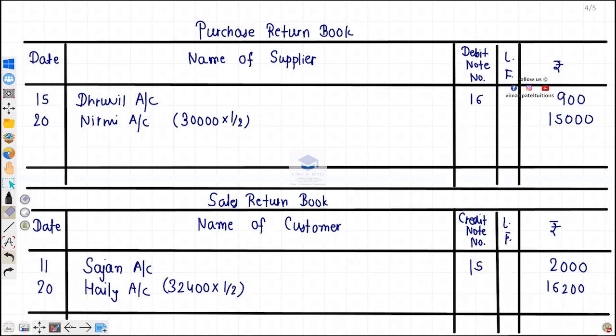31. આપણે એને કેટલાના goods સેલ કર્યા હતા 10,800, half of which is returning back. So we have entered all the transactions. હવે total કરવાનું.